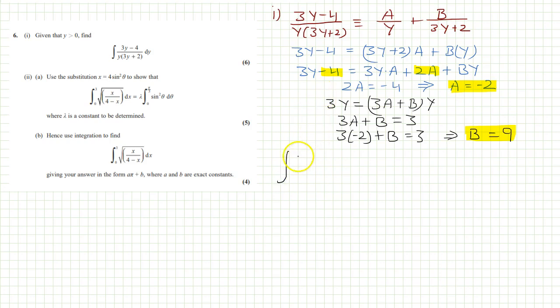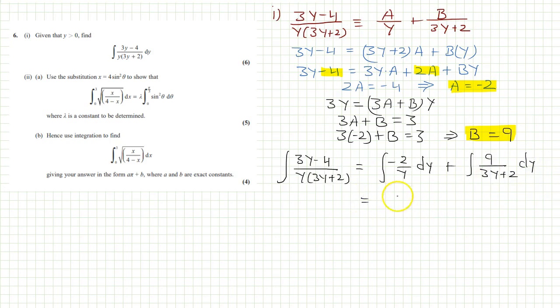So the integral of (3y minus 4) over y(3y plus 2) will be equal to the integral of minus 2 over y dy plus the integral of 9 over (3y plus 2) dy.